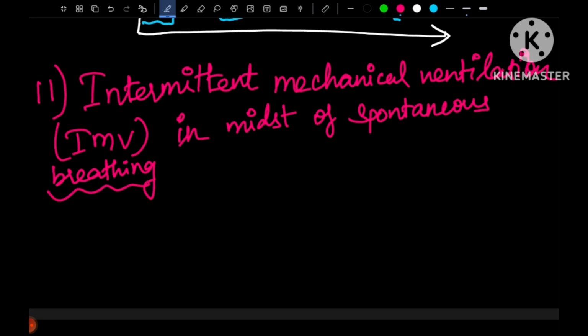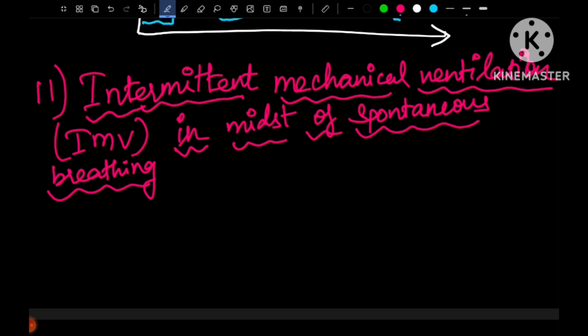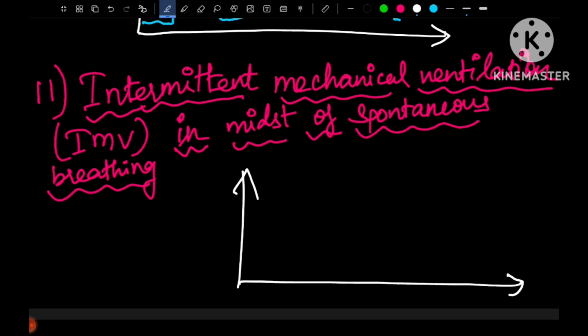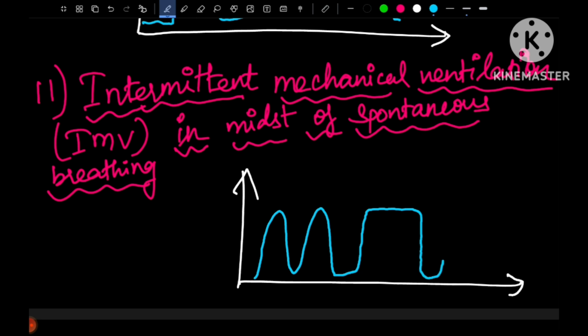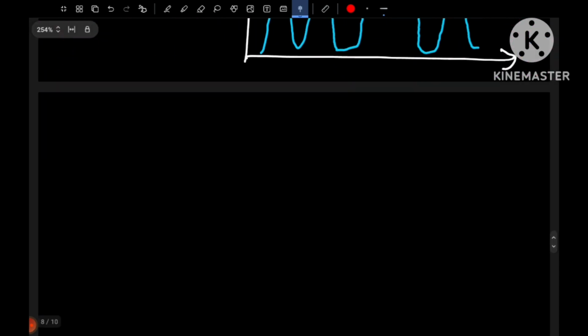If you remember, in one graph I spoke about the spontaneous breathing effect where curare clubs. Here this is a very easy diagram, so I'm drawing it so that it will be easy for you to understand. This is bell-shaped spontaneous breathing, but you can see that a normal mechanical ventilation curve occurs in midst of spontaneous breathing. So this is IMV in midst of spontaneous breathing. You can identify it very easily.